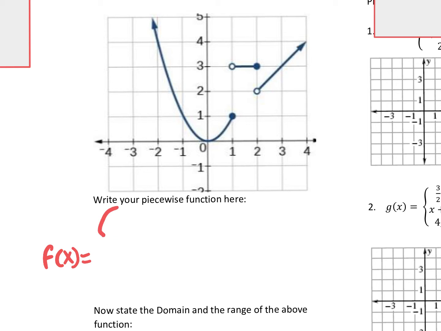equals, and I want to put these big giant brackets like this. Now, why am I putting big giant brackets? Because I can see that there's one piece, two pieces, three pieces. That means I need to write down right here three different equations. One equation, two equations, three equations. Are you with me? Yes.